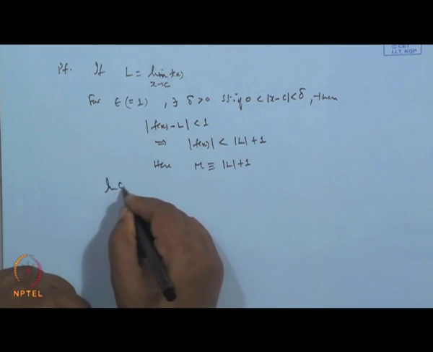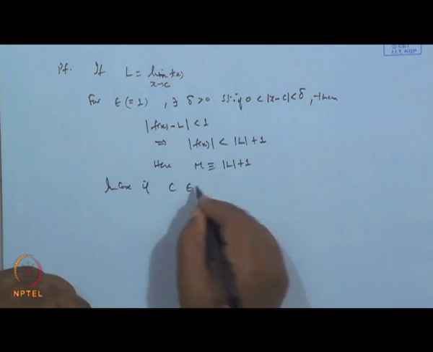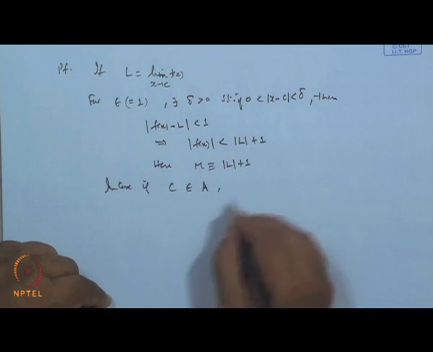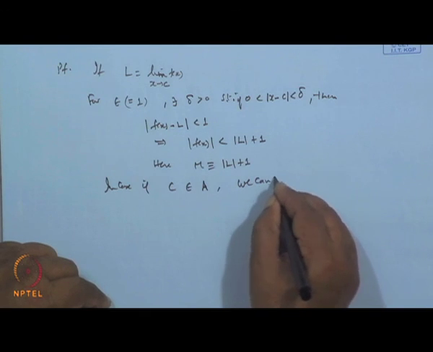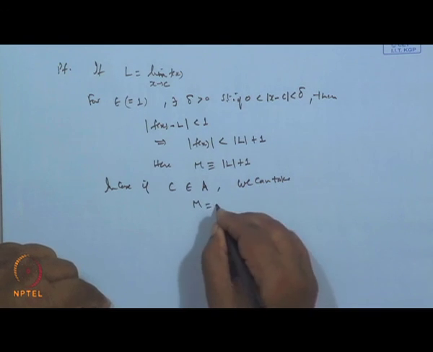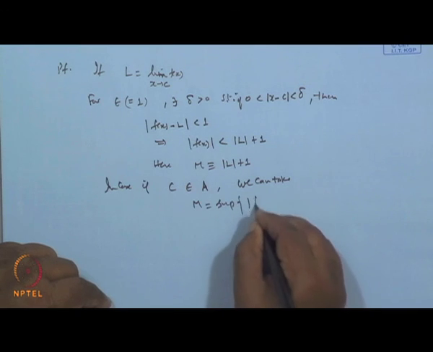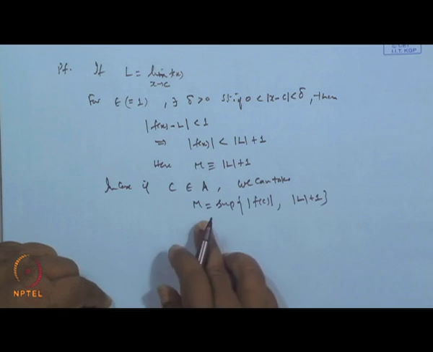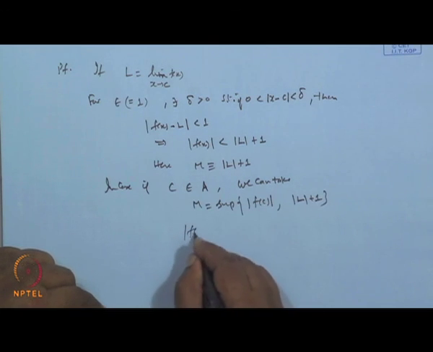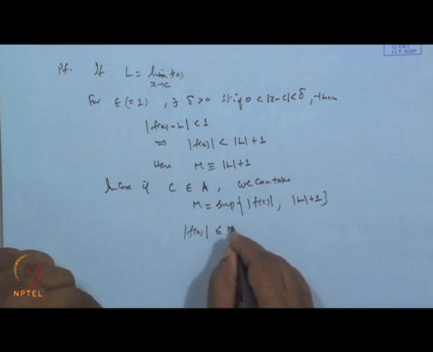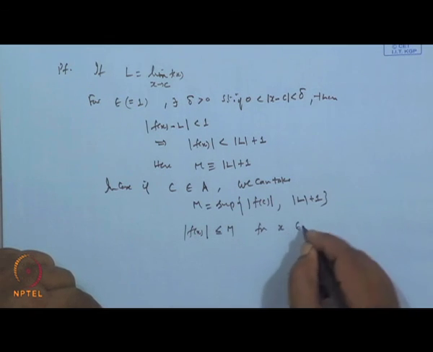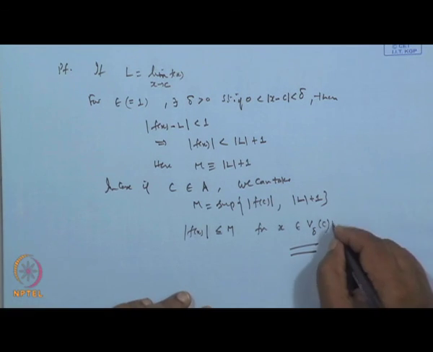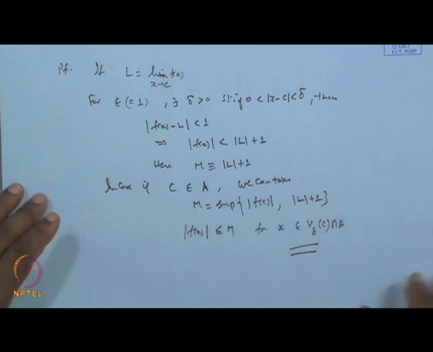In case c also belongs to A, we can take M to be the supremum of mod f c and this bound. If I choose this, then the function f x will satisfy this condition for all x in some neighborhood of c intersection A. Okay. So, this will prove the result.